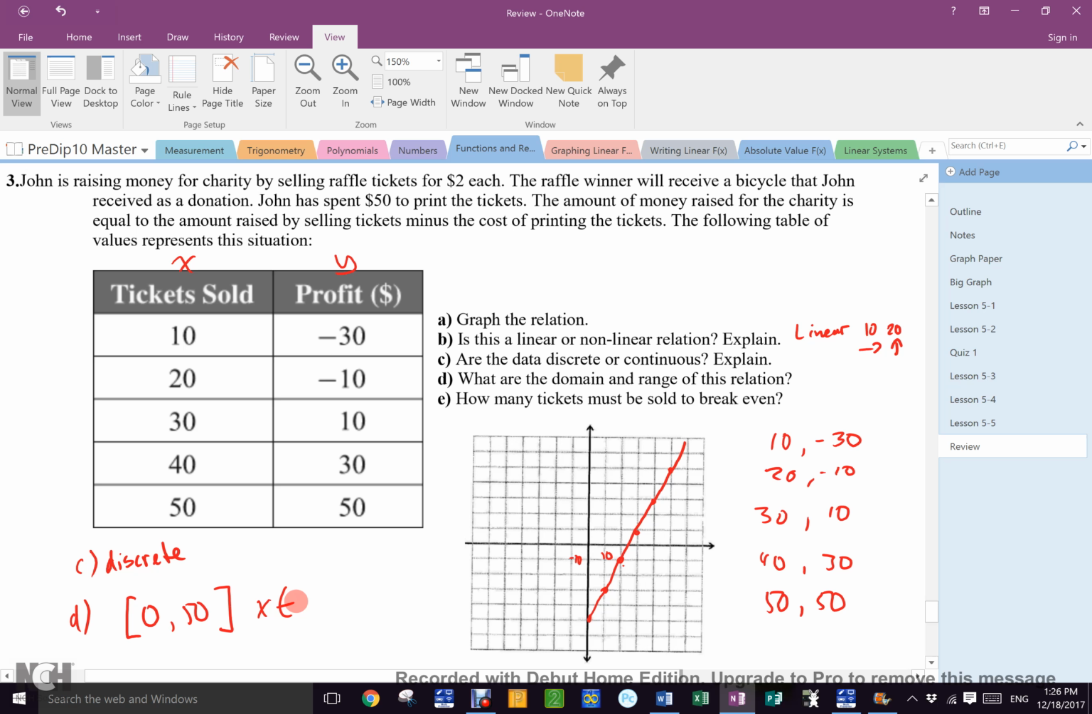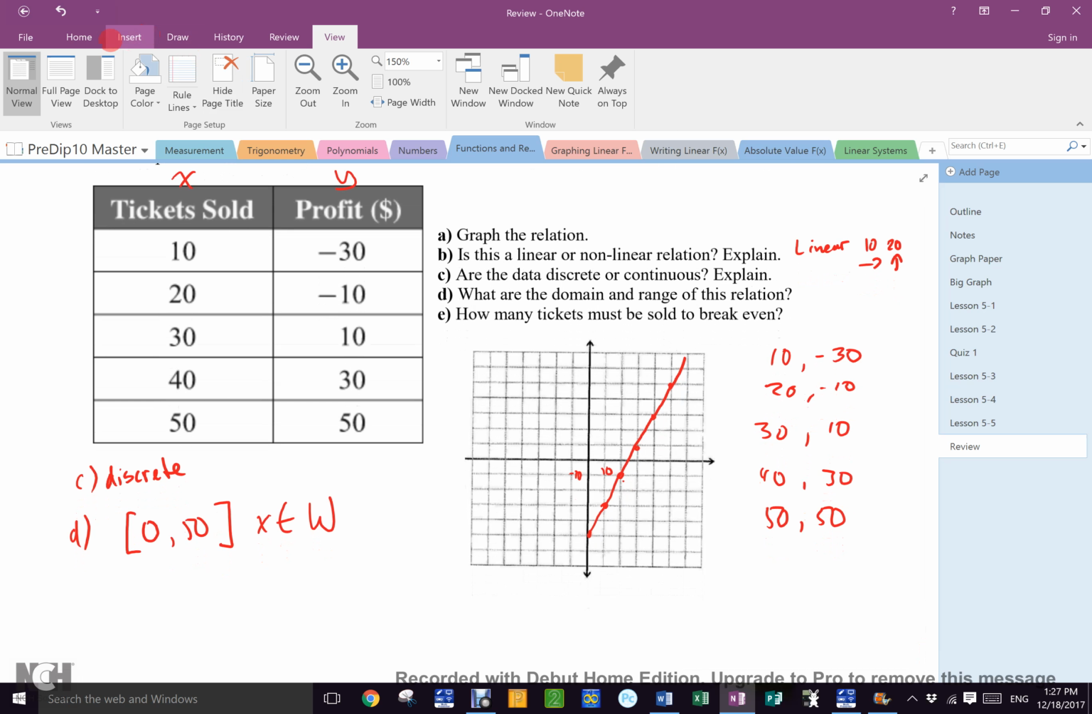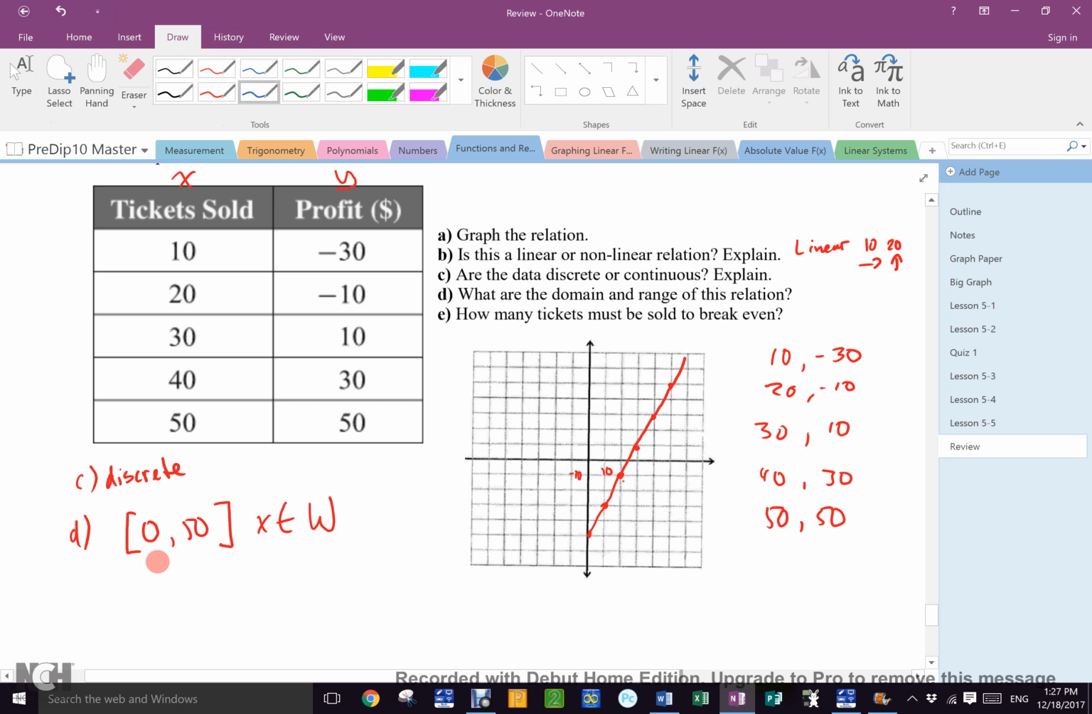All real numbers? I can sell 0.1 of a ticket? No. Whole numbers. A W for whole. Okay. And what is the range? I reverse these. Normally I do range in red. What's the range? Oh boy. Blake?